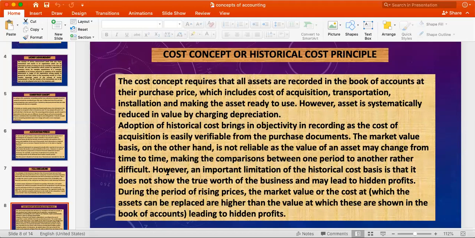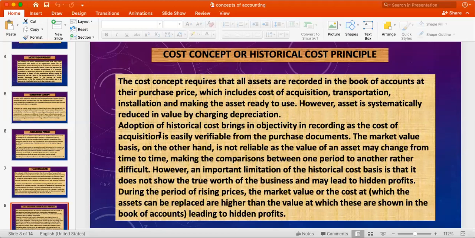That's the reason we have to stick to the price of whatever asset we have bought, or any other resources we have bought, on that day. Whatever the value was, you have to put that value only throughout the life of that particular item.